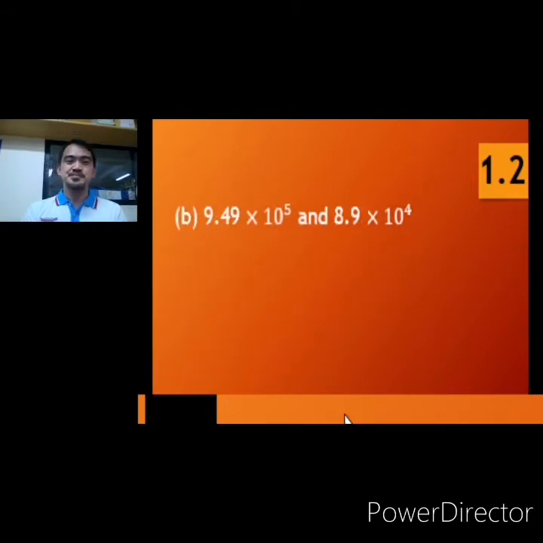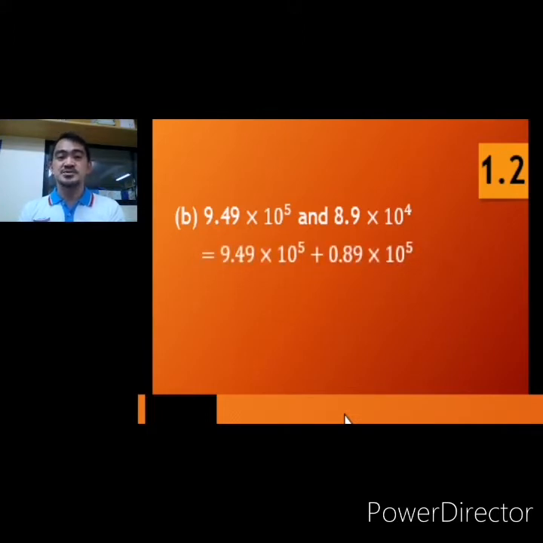Let's continue. Example letter B. Find the sum of 9.49 times 10 raised to 5 and 8.9 times 10 raised to 4. They have different powers of base 10. There's 5 and there's 4. So we have to find which is the lesser power. We know that 4 is less than 5. That's why 8.9 must be changed. Okay?